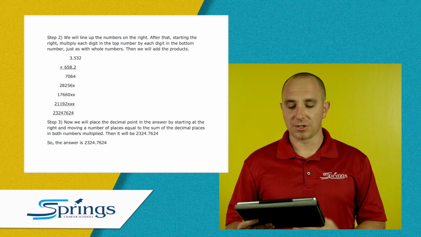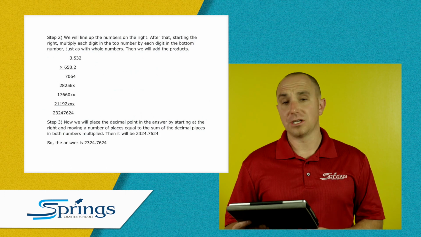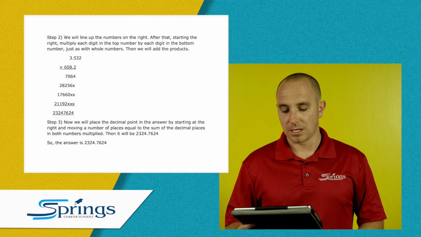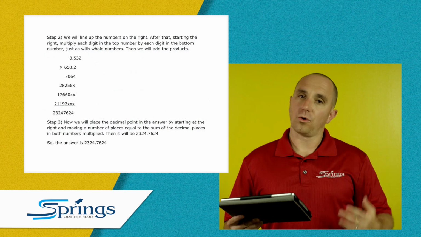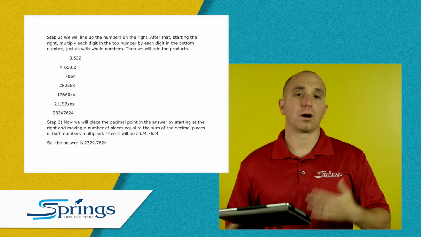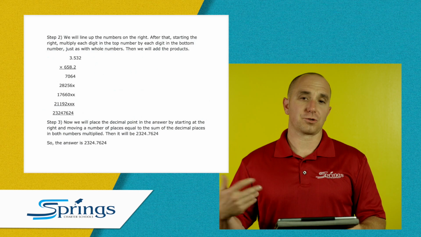So we will line up the numbers on the right, and after that we're just going to start from the right and multiply each digit in the top number by each digit in the bottom number just as we would with whole numbers. And remember, when we do that, we're going to hold the places. In this example, they use x's. A lot of people are used to using zeros. There's no right or wrong way to do it. Both of those strategies work great.